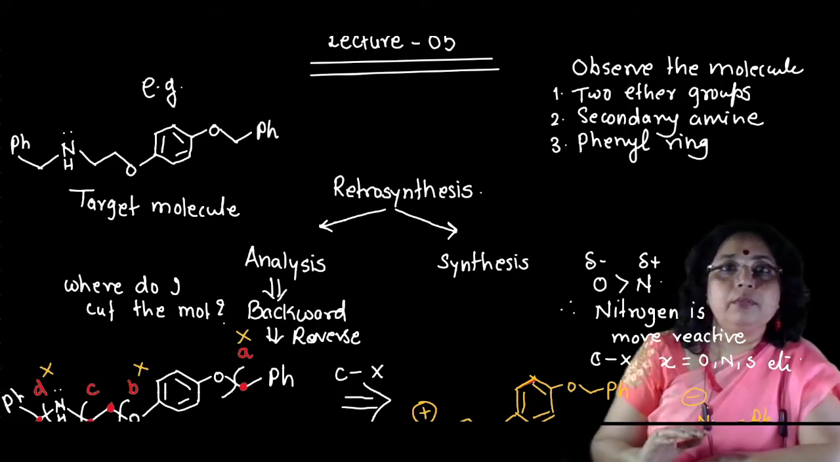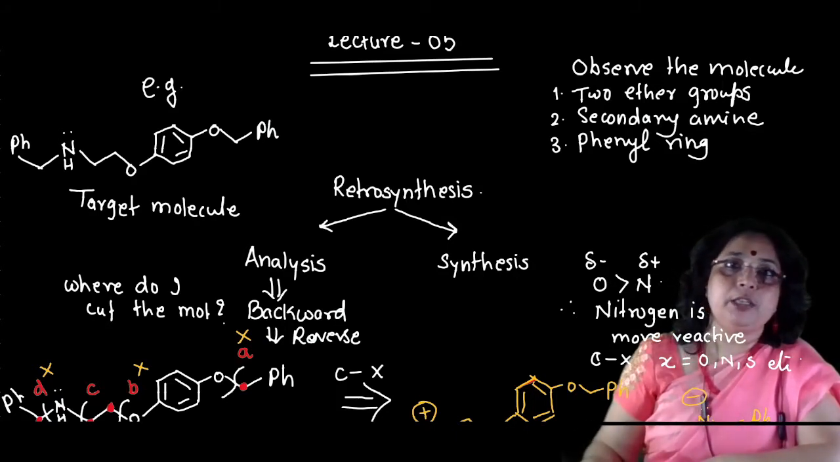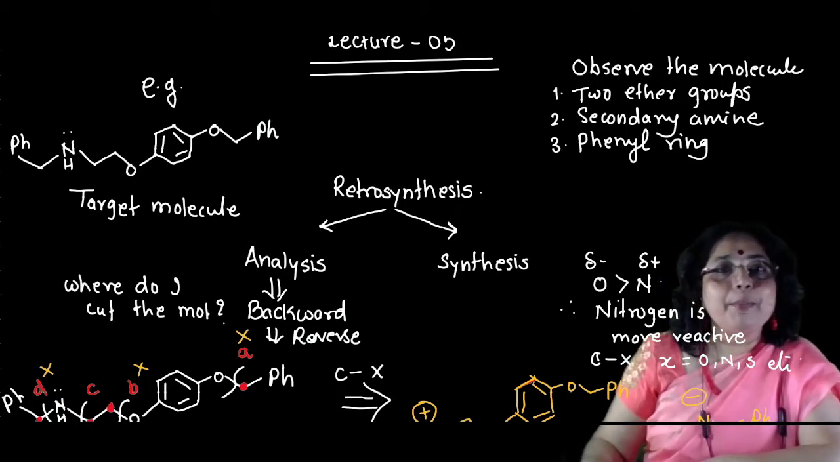Now, when we read the molecule, what we observe? We observe two ether groups. We observe one secondary amine and the one phenyl ring which is present over here. Now let us carry out the retrosynthetic analysis of this molecule. I have already labeled this molecule as a target molecule.